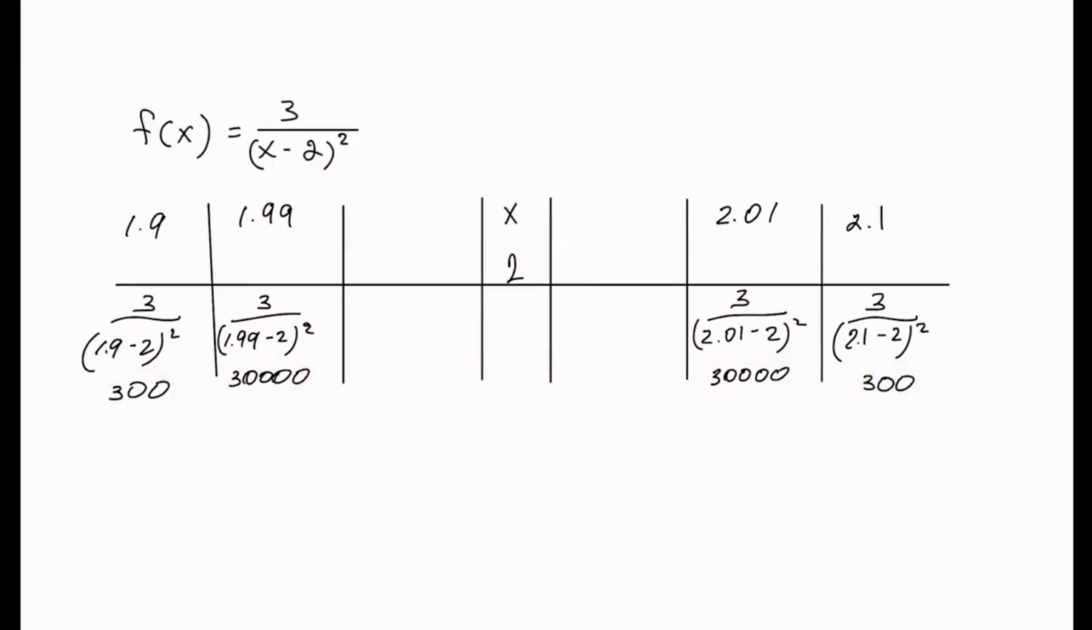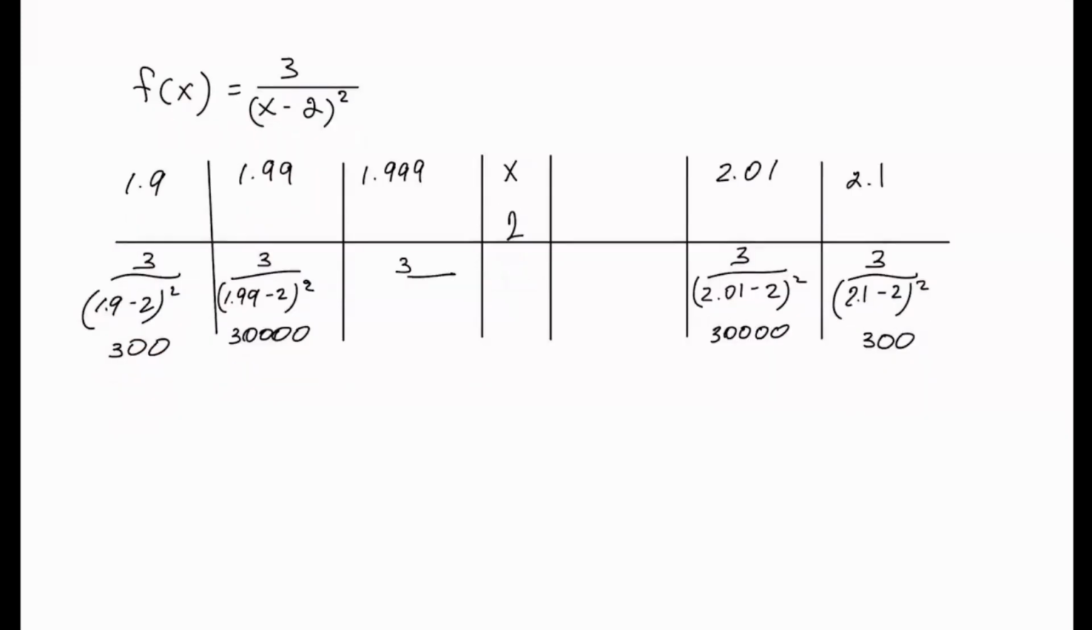Let's check a closer value. So let's check 1.999: 3 over (1.999 - 2) squared. In this case, we have 3 million. And on the right side, if we choose 2.001, we get 3 over (2.001 - 2) all squared. We have 3 million here as well.